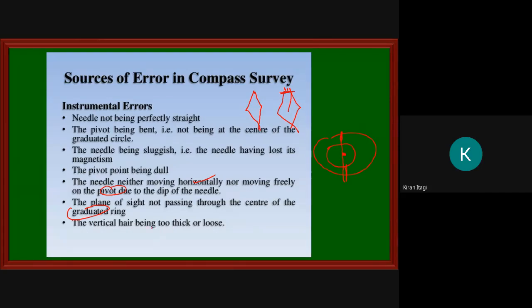Vertical hair being too thick or loosened. In the sighting vane you will have some horse hair, from where you will see. If it is very thick, you can't see the object very clearly, or if it is absent, it will be exactly like this. So this is not a good one.